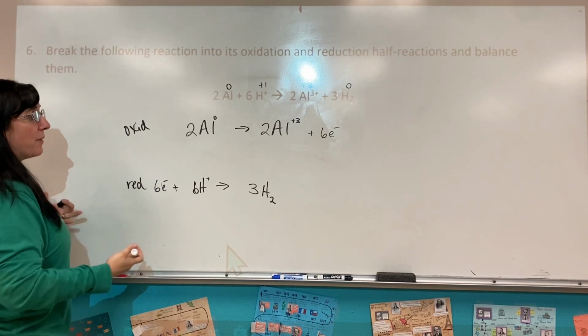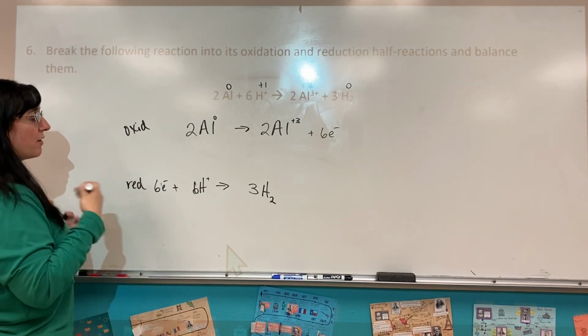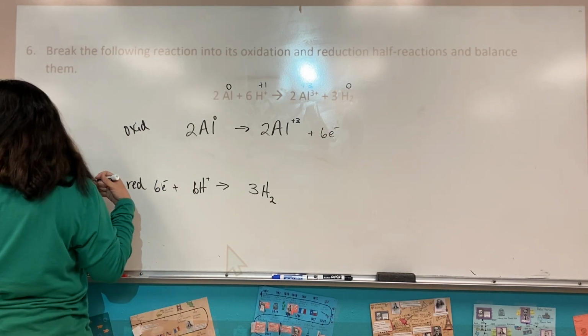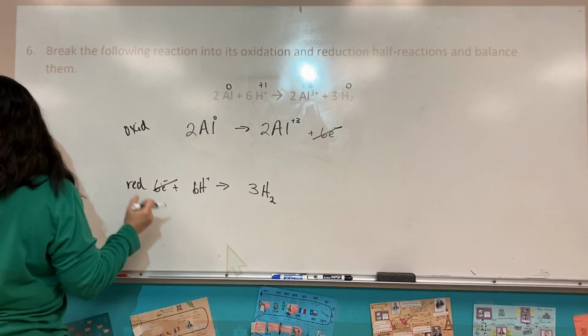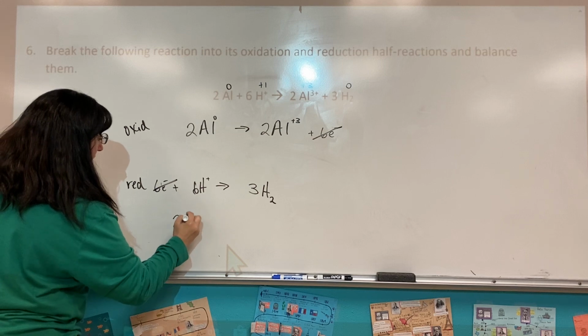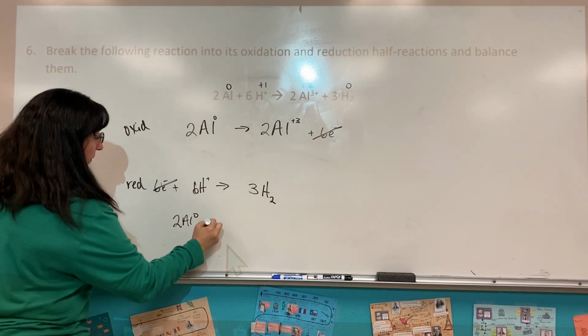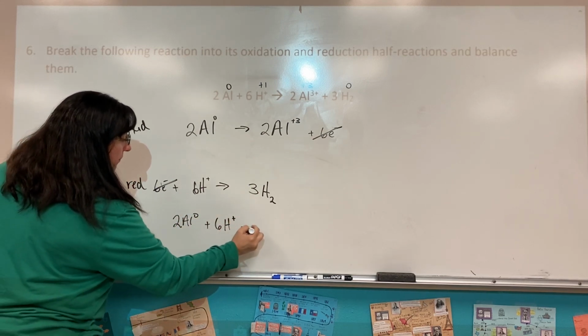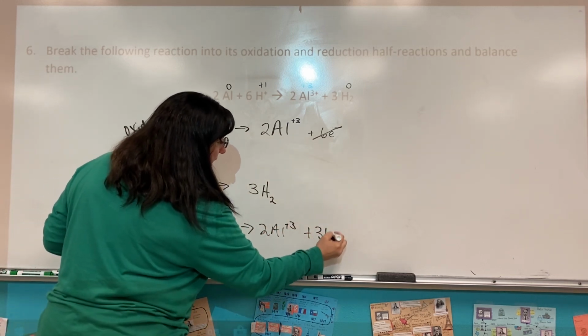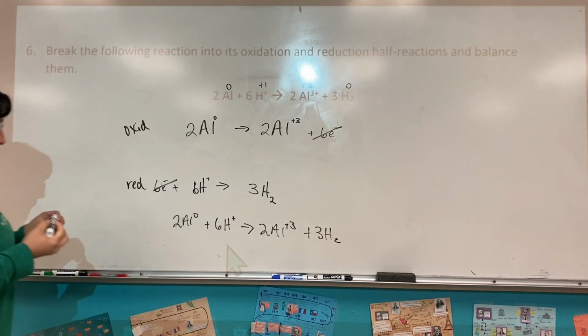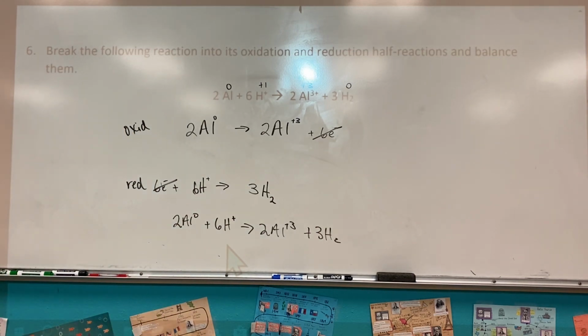Okay, so now I can add them together kind of like your Hess's law. So we're going to cancel out anything that was the same on both sides of the reaction. So 6 electrons, 6 electrons. And so you have 2 aluminum elements plus 6 H+ is going to give you 2 aluminums with a +3 charge plus 3 hydrogen elements. And so that's how you would balance those half reactions.